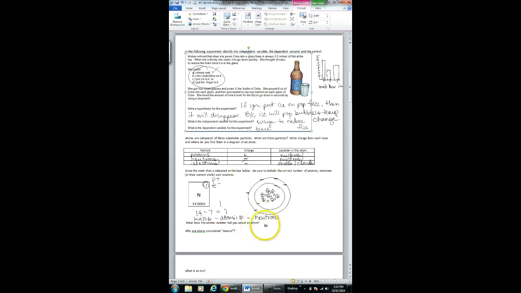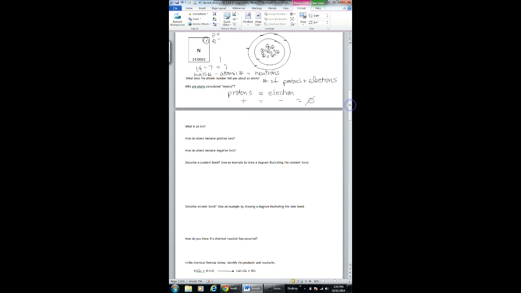Okay, the atomic number tells us the number of protons and electrons. And why atoms are considered neutral is because the number of protons is equal to the number of electrons, and so that cancels out the positive and the negative charge, which will always be neutral. Okay, but when they're not neutral, that is when we have an ion, and an ion is when we give or take electrons.